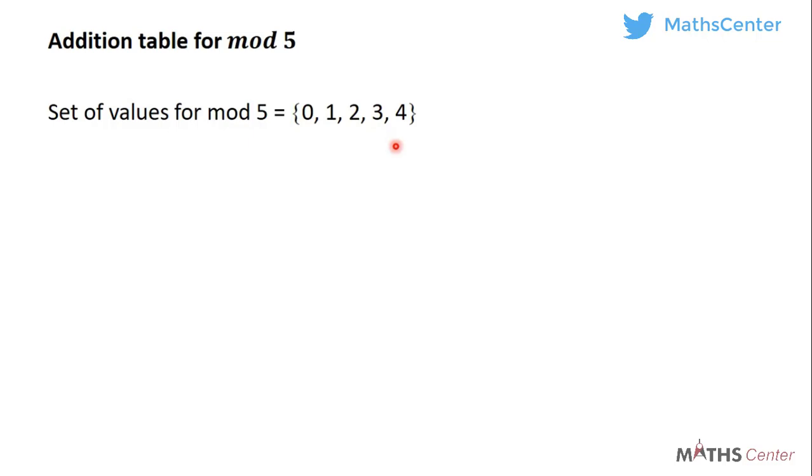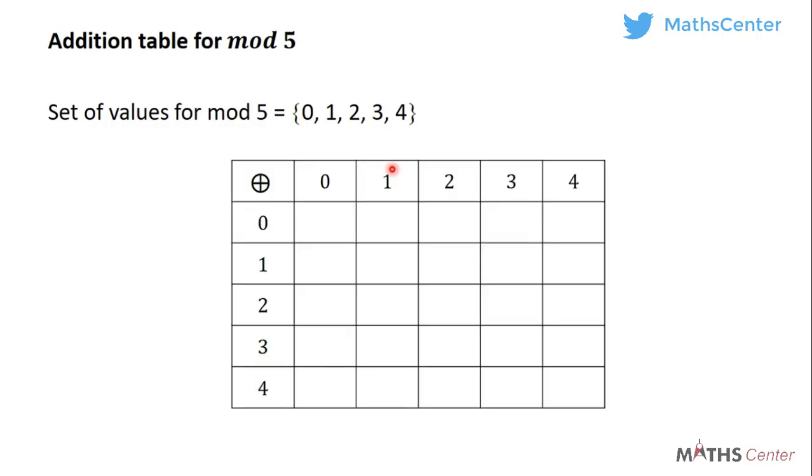There are 5 values in total, so you will draw a table with 6 columns and 6 rows. We are going to draw an addition table, so the operation we are performing is addition. You write the addition sign and then you draw the circle around it. We will list the set in the first row and the first column, just as we have in the table here. We are adding these numbers in mode 5.